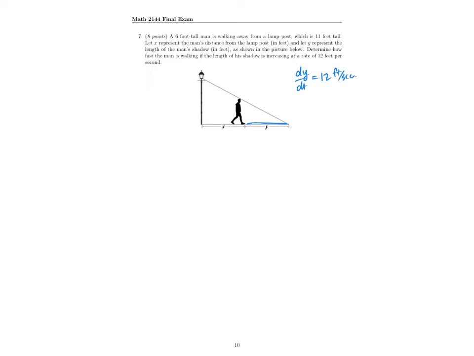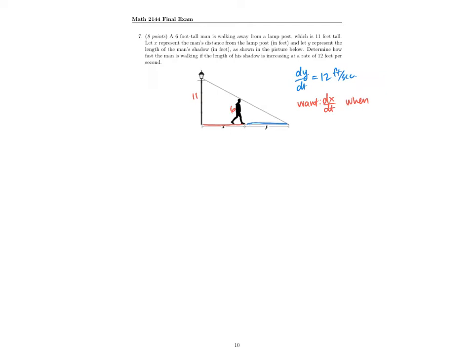And the question is asking how fast he is walking. In other words, how fast x is changing, his distance away from the lamppost. So we want to find dx/dt. And we know that his height is always 6, and we know that the lamppost is always 11 feet tall. So those are some things we know as well.